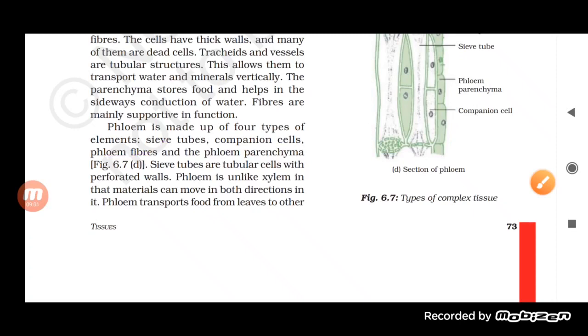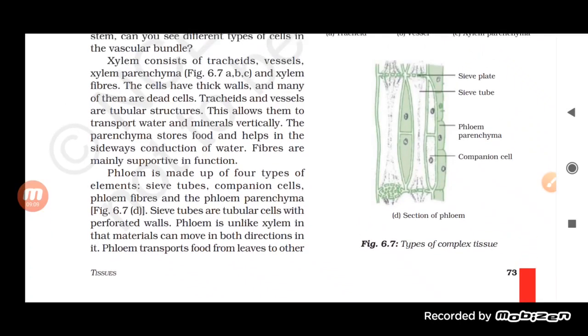Now when you look at the structure of the sieve tube, they are tubular cells which consist of perforated walls. Okay, so look at the structure of the sieve tube here, students. The sieve tube is a tubular, tube-like cell, and this tube-like cell consists of perforated plates. Obviously the role of the perforated plate is to carry the food and material through it. That perforated plate we call a sieve plate also. So the sieve tube consists of perforations here.